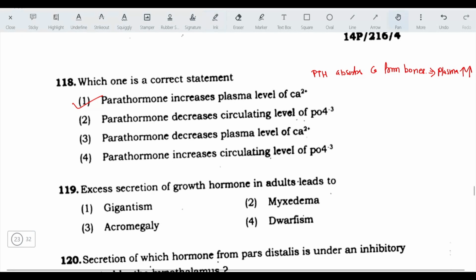Next question, excess secretion of growth hormone in adults leads to. The answer here is acromegaly. And gigantism occurs if there is excess growth hormone secretion in adolescence. And dwarfism is low GH secretion during childhood.